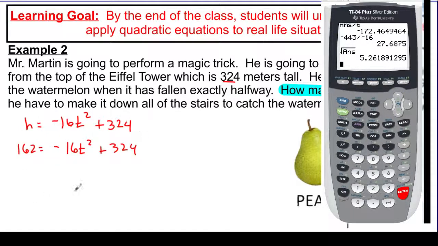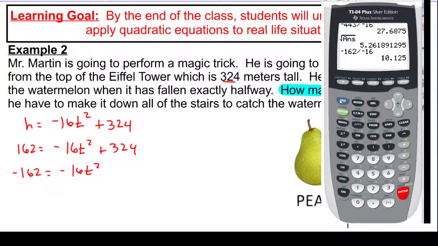The solve is going to be exactly the same. We're going to subtract the 324 over and try to get t squared alone. So in this case, negative 162 is equal to negative 16t squared. I'm going to divide both sides by negative 16 to get t squared alone. Negative 162 divided by negative 16 is a little bit bigger than 10, so 10.125. Then I can take the square root on both sides.